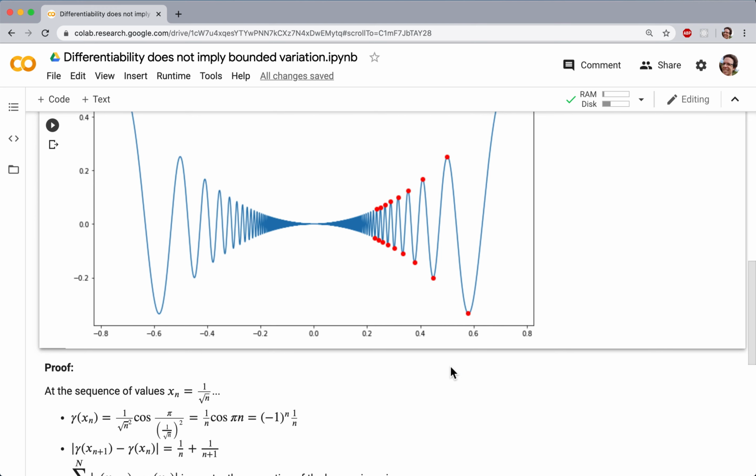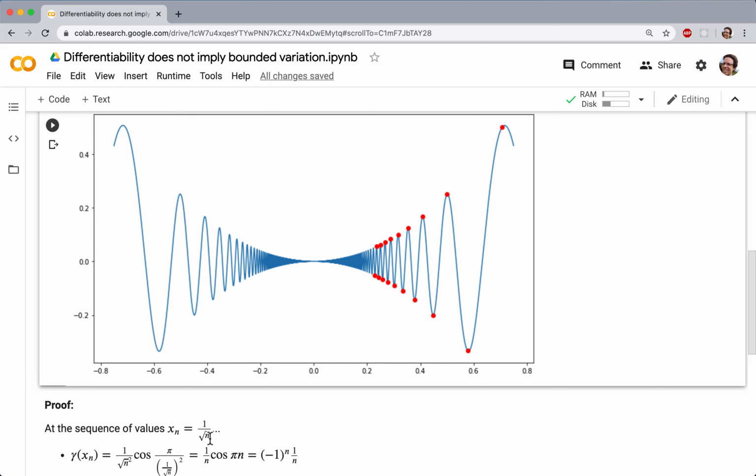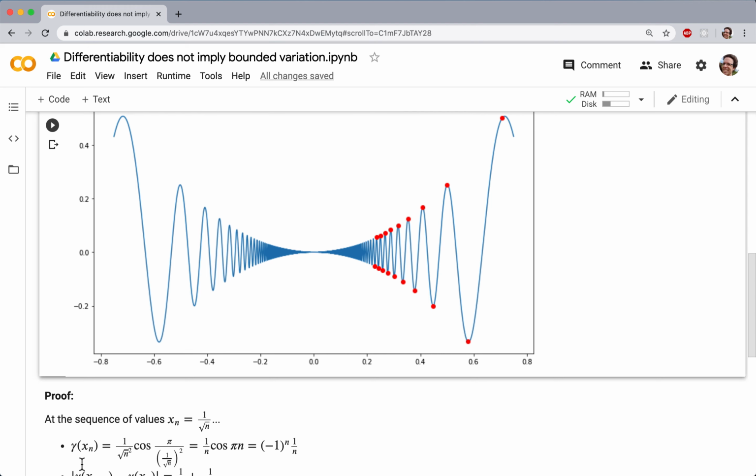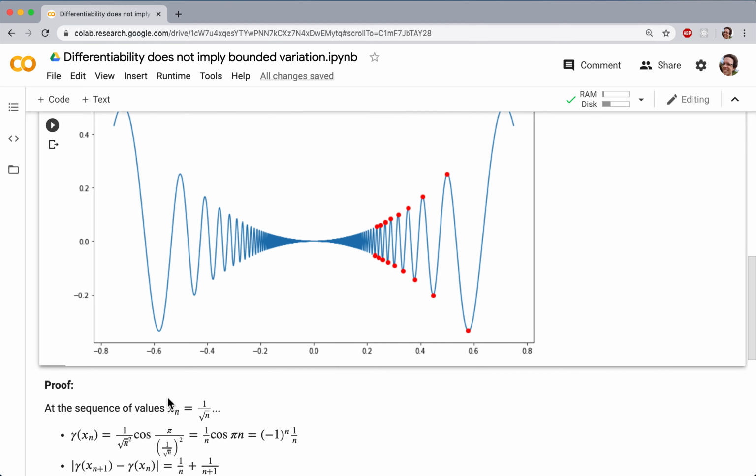So what we need to do is look at these values, xn equals 1 over the square root of n, and calculate gamma at these values. So all we do is take the formula. These values are not equal to 0, so we can use the first formula. We just plug in these values for the formula of gamma, and we get 1 over root n squared cosine pi over 1 over root n squared. So the squares and the square roots cancel by design, and this gives us 1 over n cosine pi n. Notice the n moves to the top, and we get pi n here. So that's simple, but cosine pi n is even simpler than that.